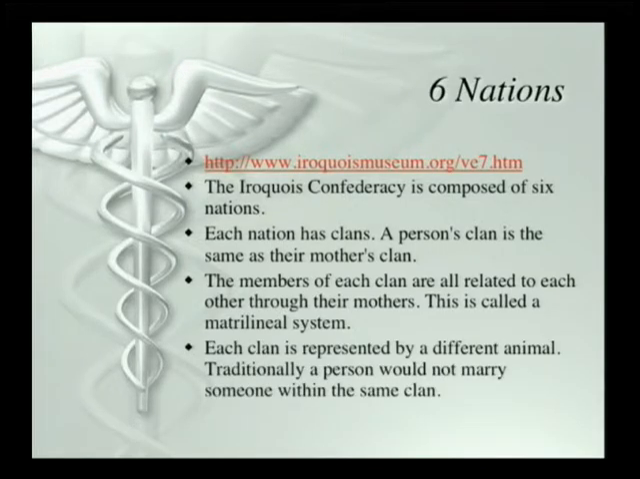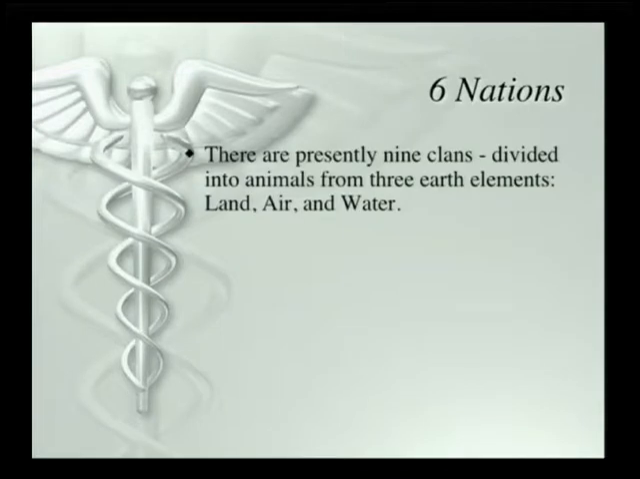Each clan is represented by a different animal. Traditionally, a person could not marry someone within the same clan. So there are presently 9 clans. There used to be more in other historical times. They're divided into animal clans from 3 different earth elements: land, air, and water.